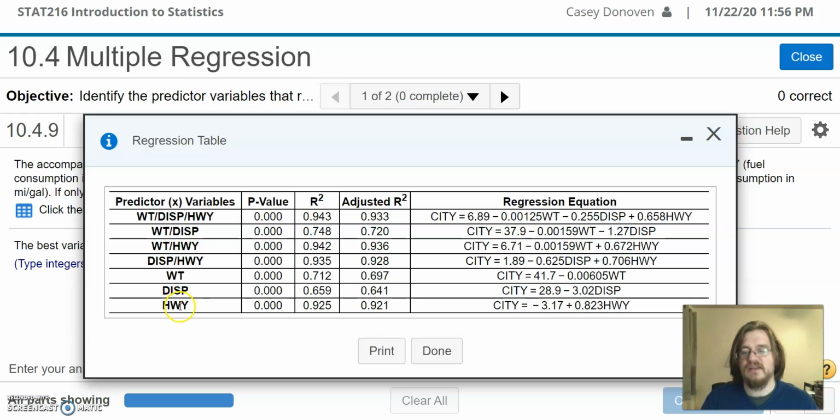And I'll go through how to actually calculate the p-values and adjusted r-squareds in the next video.